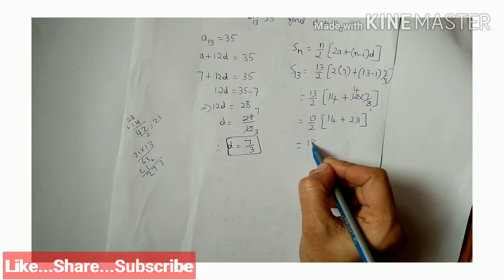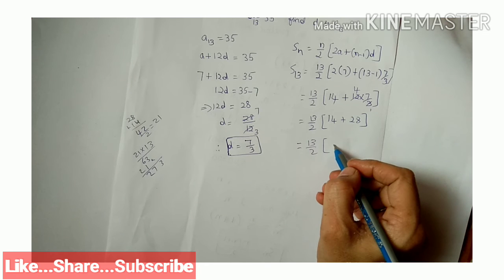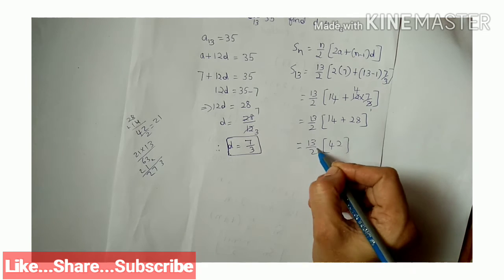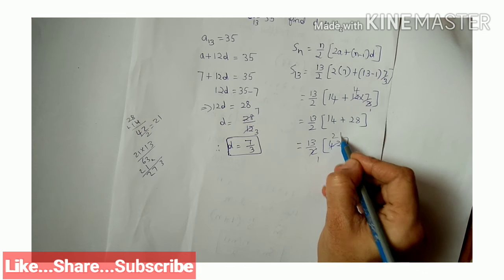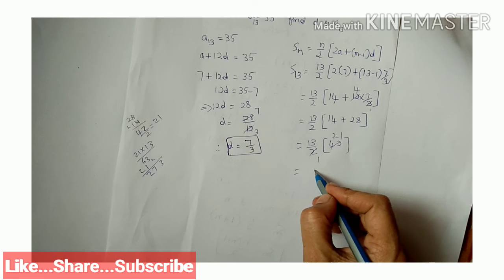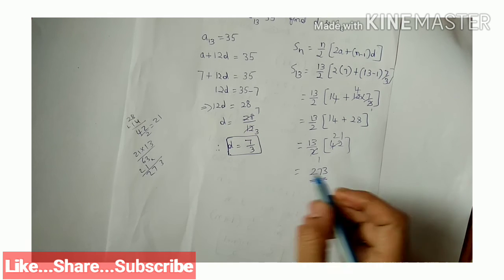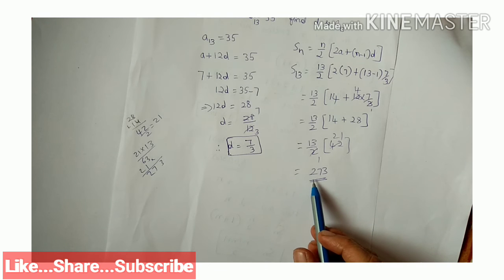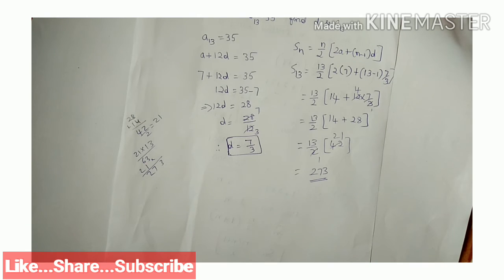Here 13 by 2, 14 plus 28, 42. 2 21s are 42, 21. 13 into 21, 273. Therefore d is 7 by 3, S13 is 273.